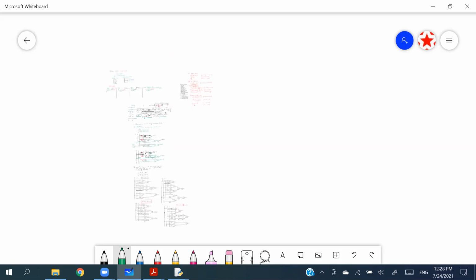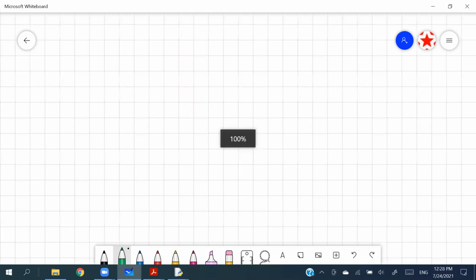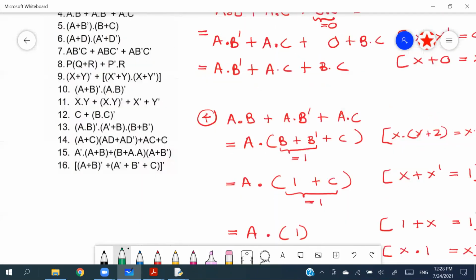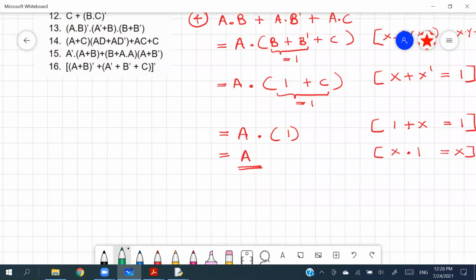If I recap, there were different kinds of laws regarding Boolean algebra. We talked about the associative laws, the distributive laws, the idempotent laws, identity laws, inverse laws, double inverse laws, the redundancy laws, and De Morgan's. These are widely used in these simplifications.